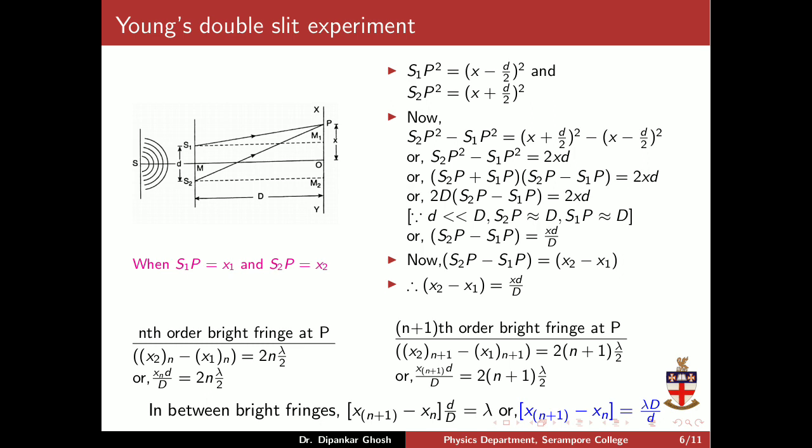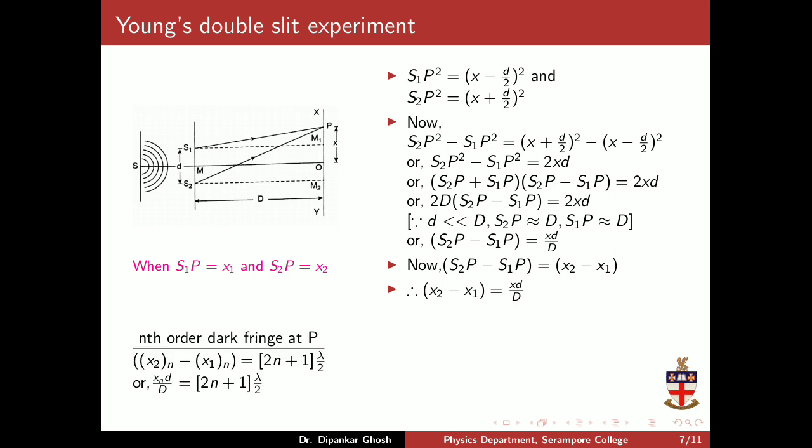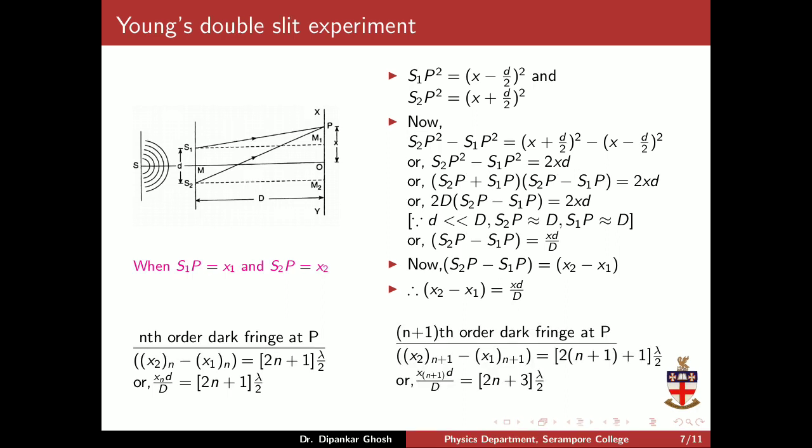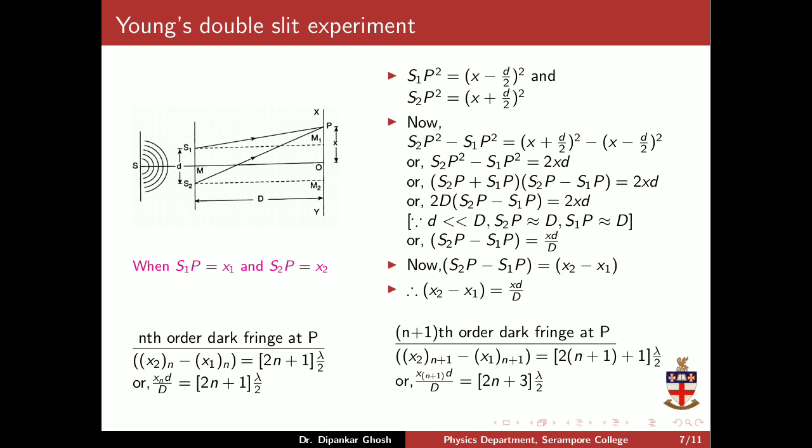Now, if we consider dark fringes, what will happen? We will just get xn small d by capital D is equal to (2n+1) into lambda by 2 for the nth order dark fringe. For the (n+1)th order dark fringe, we will have xn+1 small d by capital D is equal to (2n+3) lambda by 2.